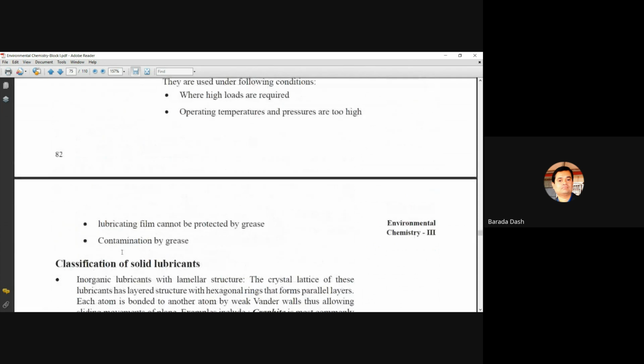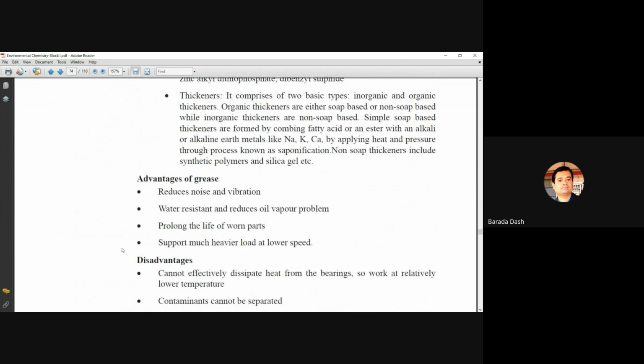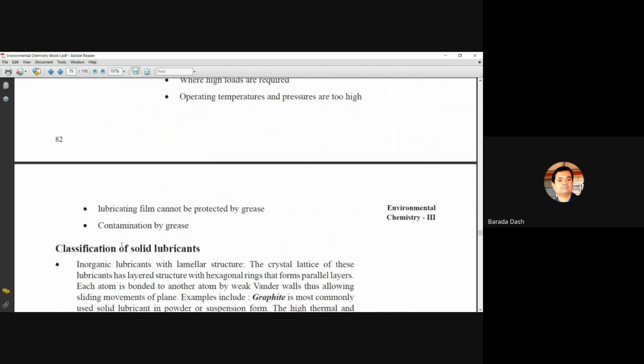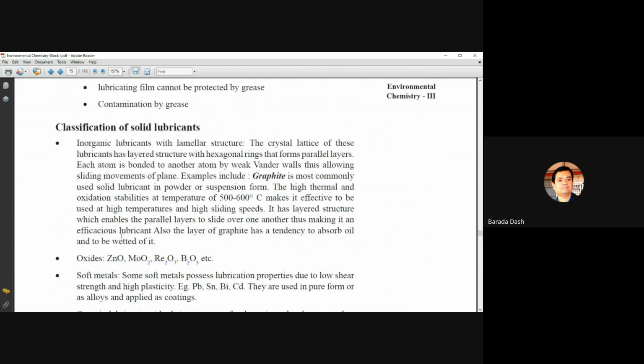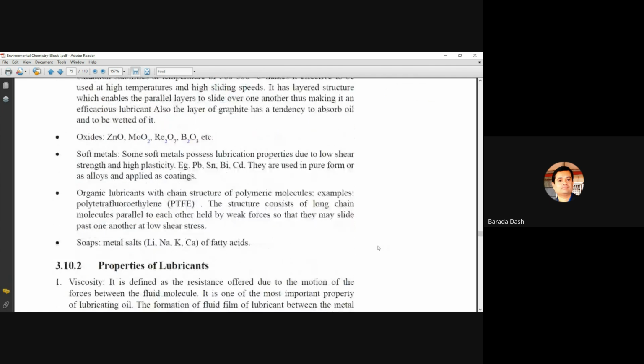So you have a classification of solid lubricants, and advantages and disadvantages of solid lubricants. One of the important solid lubricants is graphite. Graphite is most commonly used as a solid lubricant in powder or suspension. If you add powdered graphite, it will act as a solid lubricant and reduce the friction between two surfaces.